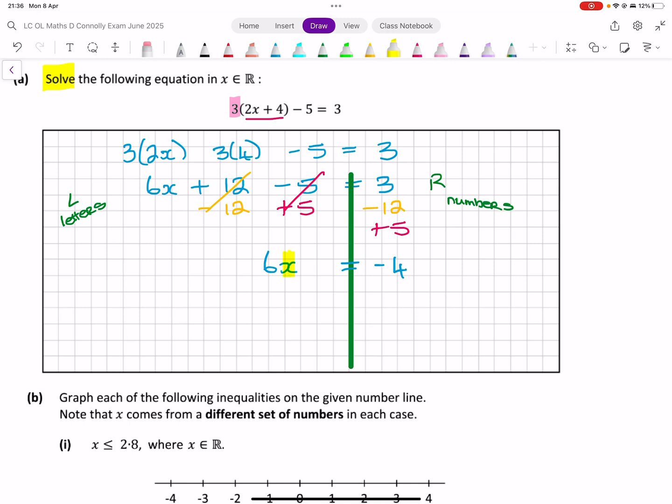And then I want to keep the x and get rid of the 6, so I divide by 6. And if I do that on the left, I have to do that on the right. So x equals minus 4 divided by 6 is, my calculator says, minus 2 over 3.